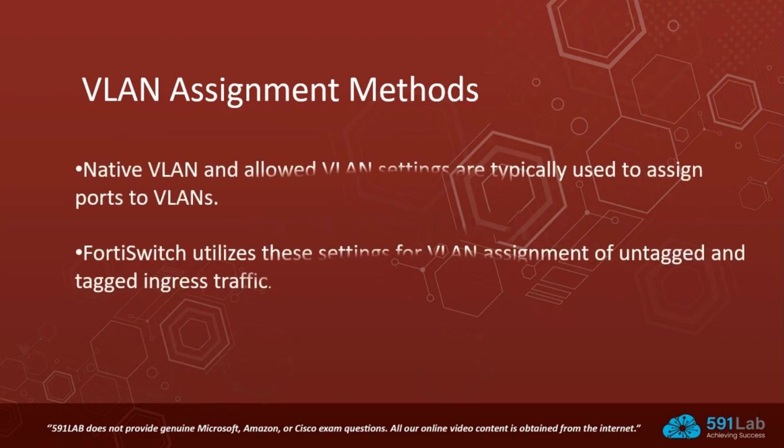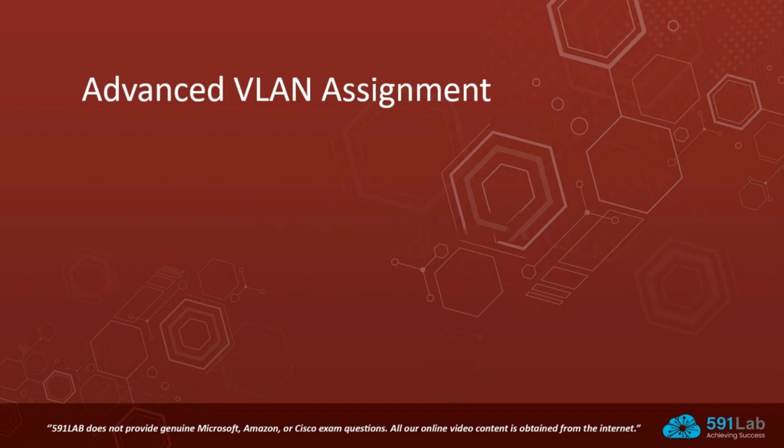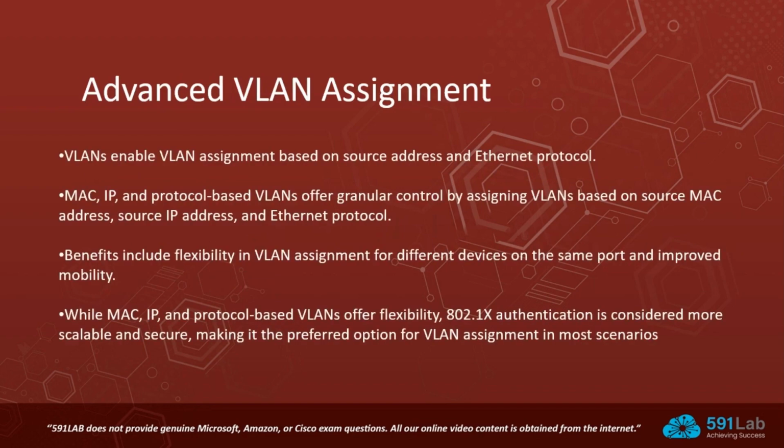You may assign ports to VLANs by configuring the native VLAN and allowed VLAN settings on the port. If you want to assign traffic to VLANs based on the source address and Ethernet protocol of the traffic, it is possible with MAC, IP and protocol-based VLANs in FortiSwitch. MAC, IP and protocol-based VLANs enable you to assign ingress traffic to VLANs based on the end devices' source MAC address, source IP address and Ethernet protocol.